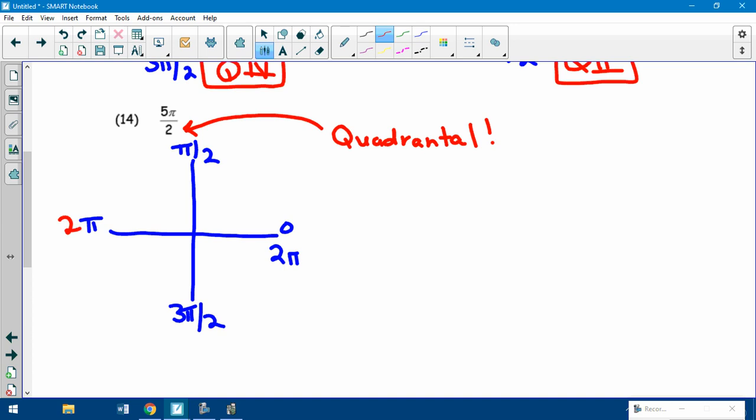This would be 2 pi over 2. What would 2 pi be? 4 pi over 2. So where's 5 pi over 2? Well, the over 2's, you can see they're just counting by quadrantals. 0, 1 pi over 2, 2 pi over 2, 3 pi over 2, 4 pi over 2. So next one would be 5 pi over 2. So it's a right angle, but really you go all the way around plus an extra 90. So this one is quadrantal.